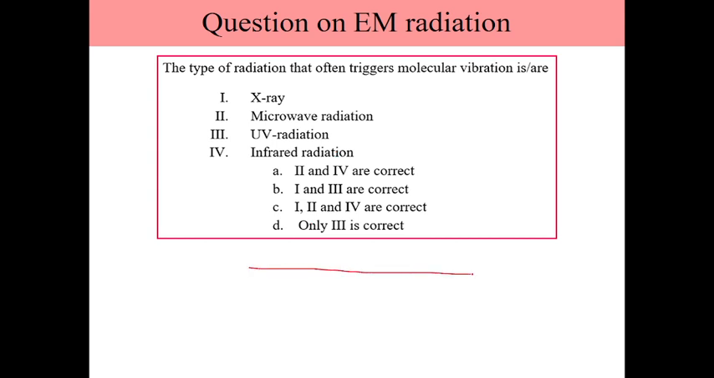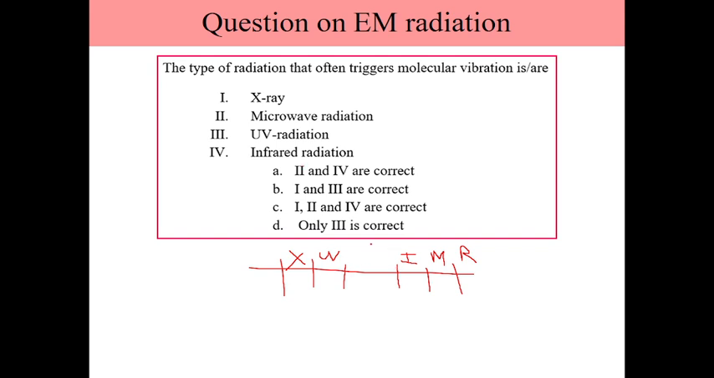If you look at the EM spectra, whenever these type of questions come, always look at the EM spectra. This is the range of visible light. Here is your UV. UV has a higher wavelength, and this is your X-ray. Here is infrared radiation, which has very high frequency. And then there is microwave radiation, and then radio waves. So that is the EM spectra, right?